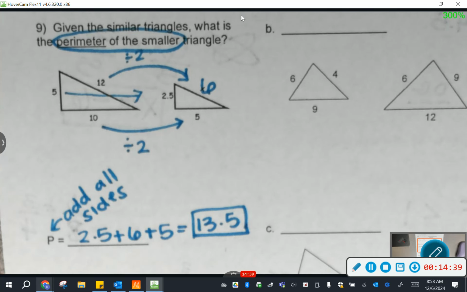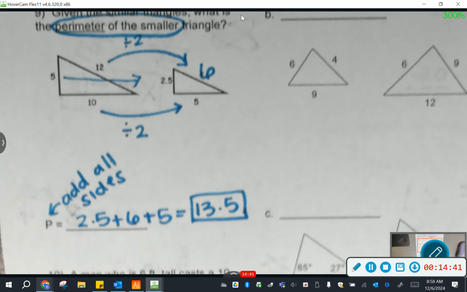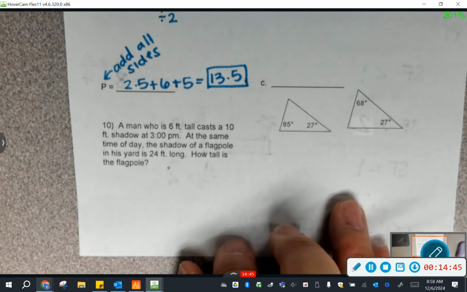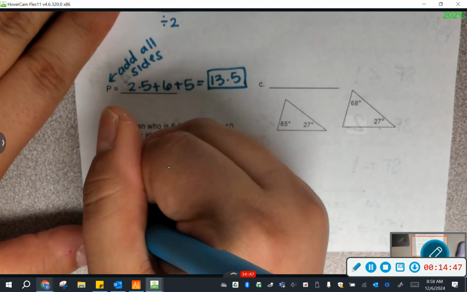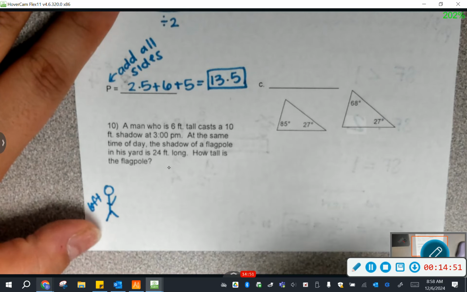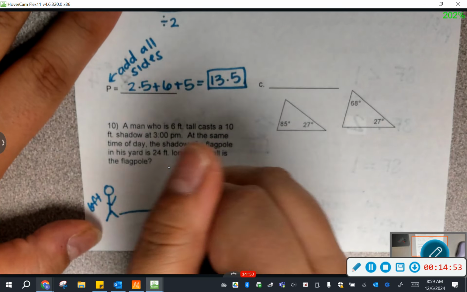Add all the sides. A man is 6 feet tall. Here's my man. Not my man, but the man. And he casts a shadow of 10 feet.